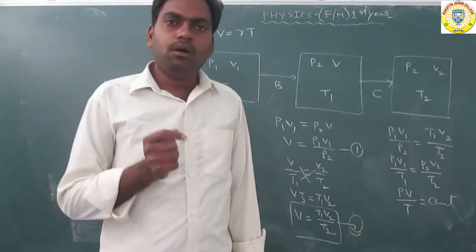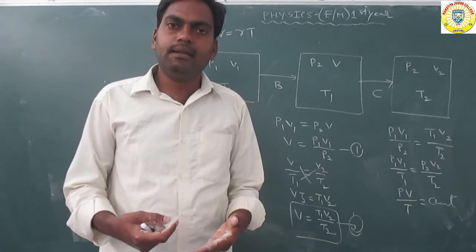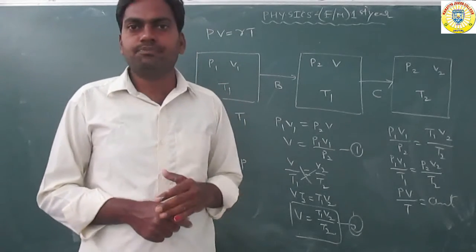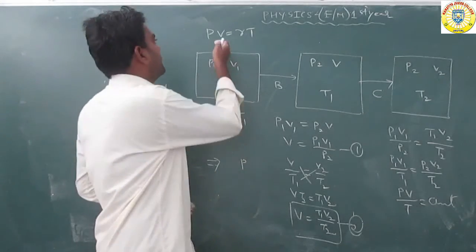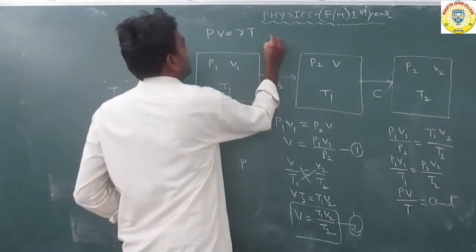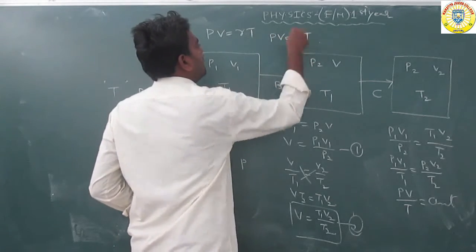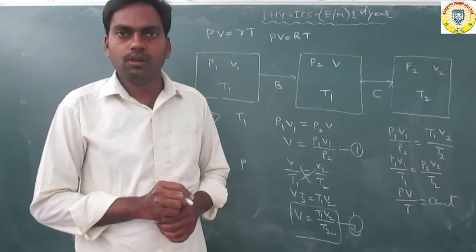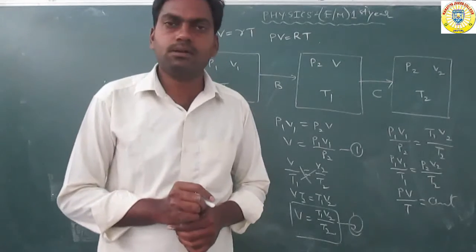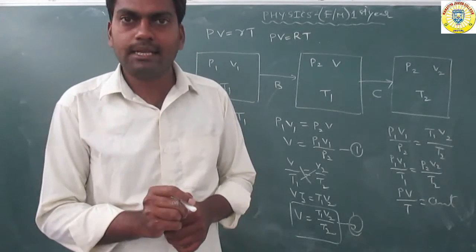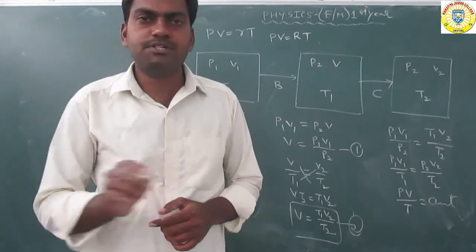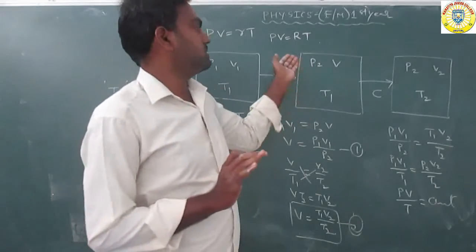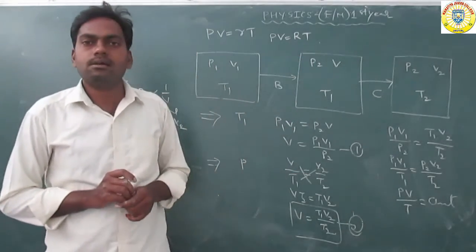Clear? Now, once again, consider 1 mole of the gas, that is, 1 gram mole of the gas. We can write the equation in other words: PV is equal to RT. Here R is called the universal gas constant. The R value does not change; it is the same for all gases. That is called the universal gas constant.